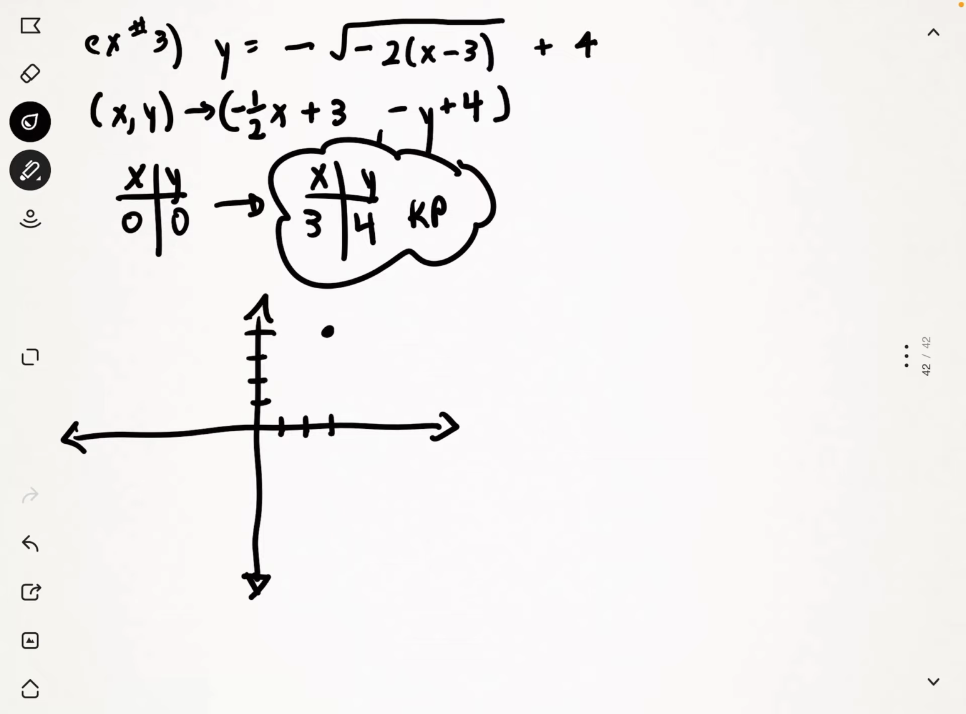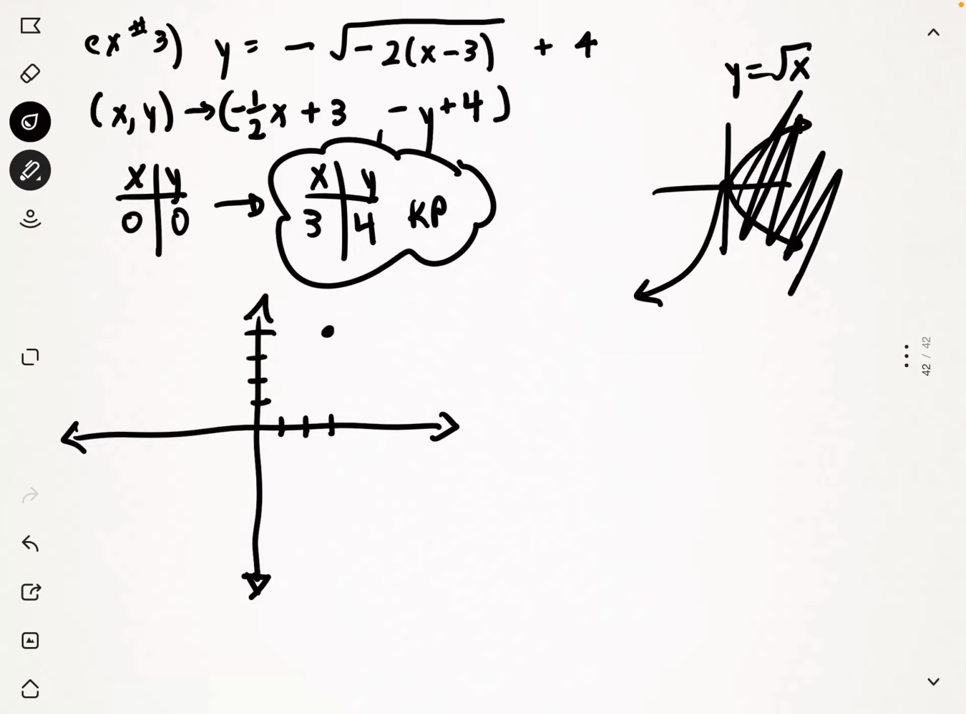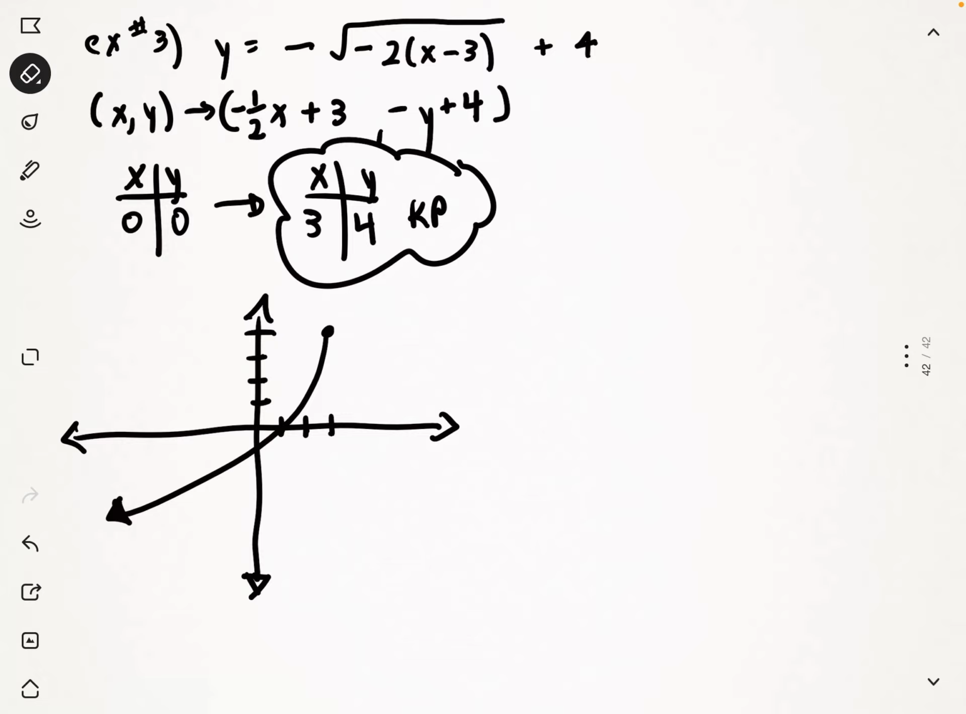But what I'm going to do is look at the two reflections. There's a negative on the x and a negative on the y in the mapping notation. So let's keep in mind that over here we have the original function, y is equal to the square root of x. So if it flips over the x-axis, and then it flips over the y-axis, it's going to go down and to the left. So I know that this graph is going to do something like this, but I don't exactly know where it's going to intercept the x and y axis. So I'm just going to leave it as it is for now.